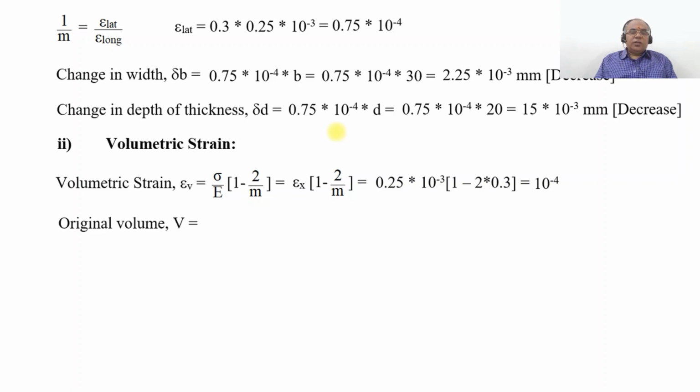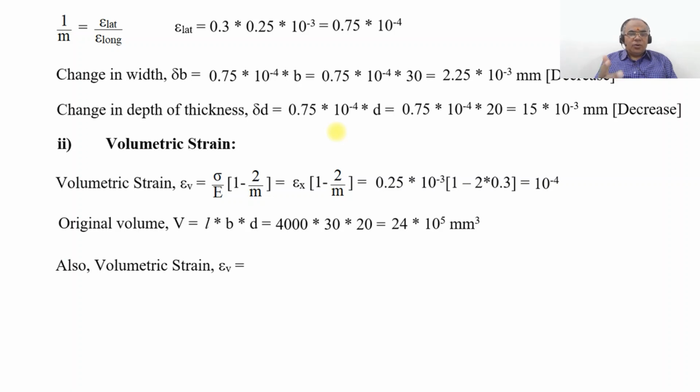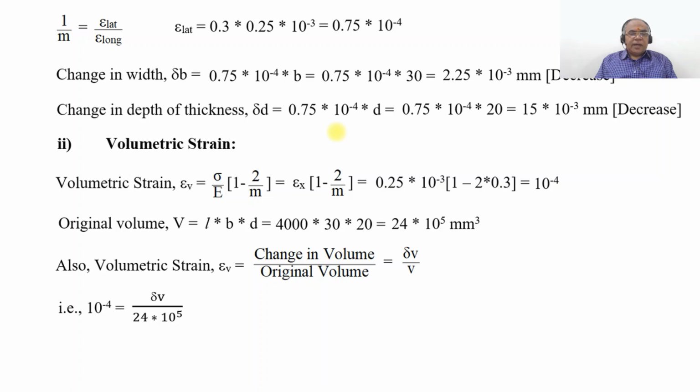Then what is the original volume? Original volume V is equal to L into B into D, that is the length into breadth into thickness. So 4000 into 30 into 20, which is 24 into 10 to the power of 5 mm cube. So we have the original volume. We know epsilon V, the volumetric strain, which is change in volume by the original volume. We need to find delta V. Your volumetric strain, which is 10 to the power of minus 4, is equal to delta V by V, which is 24 into 10 to the power of 5.